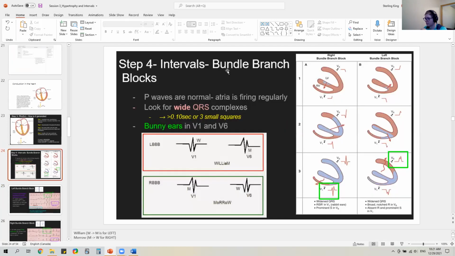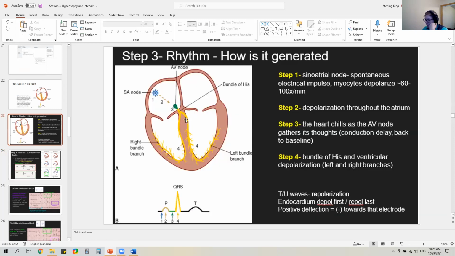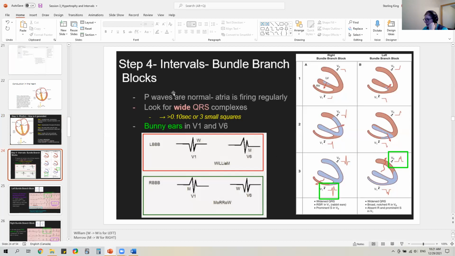So bundle branch blocks are essentially when half the bundle of His is no longer firing. So if we went over here, if this guy got cut off, this would be a left bundle branch block. And if this one over here got cut off, it'd be a right bundle branch block. And with a bundle branch block, you're going to get some very weird looking waves. So here we have a right bundle branch block. And essentially it's just showing how you end up with this deviation.